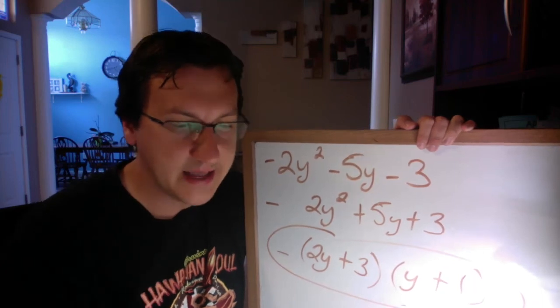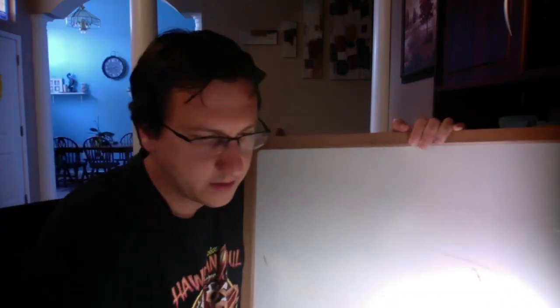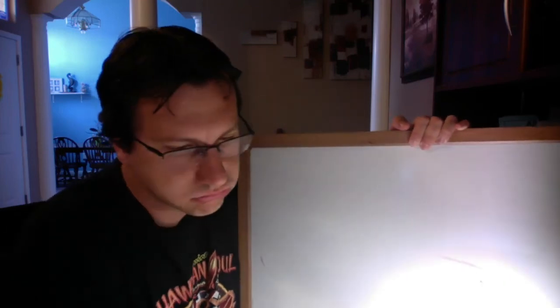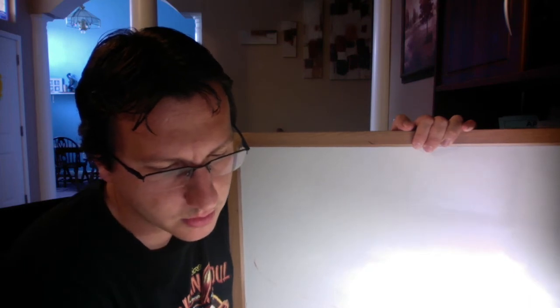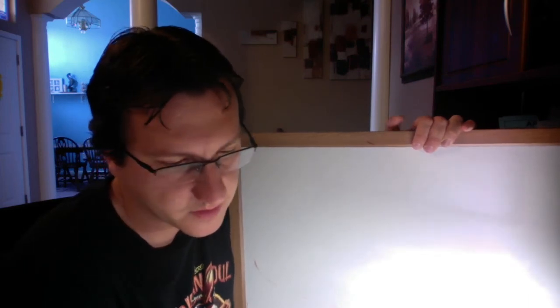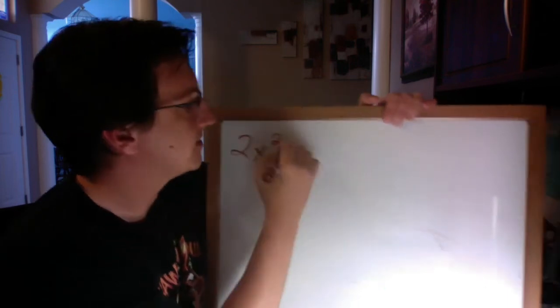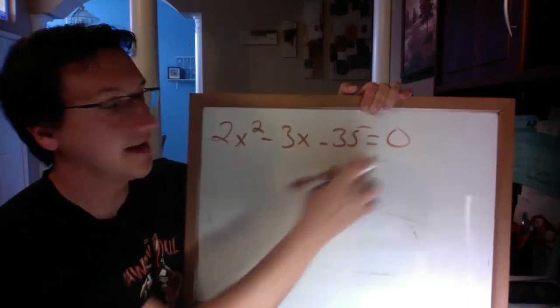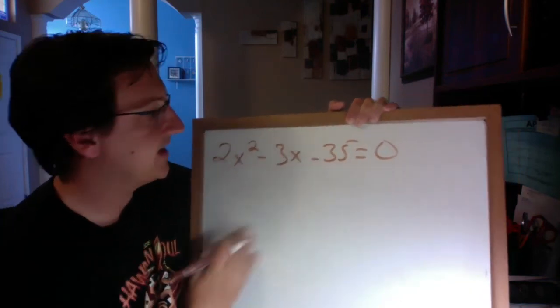And it's the same way. It's set to 0. Let me erase this real quick and just do an example here. Let me pick number 23. We'll just start with the first one. So 2x squared minus 3x minus 35 equals 0. So because it's set to 0, remember what I said, you're going to basically just factor it out and set each one to 0.